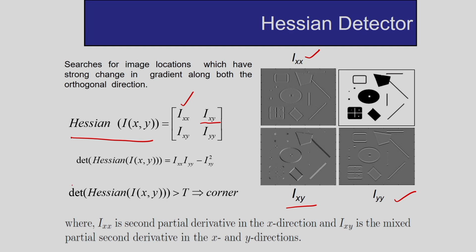So, you can see I am determining the determinant of the Hessian matrix, that is nothing but Ixx times Iyy minus Ixy whole squared. If the determinant is greater than a particular threshold, then the corner points will be detected. So, this is the main concept of the Hessian corner detector.